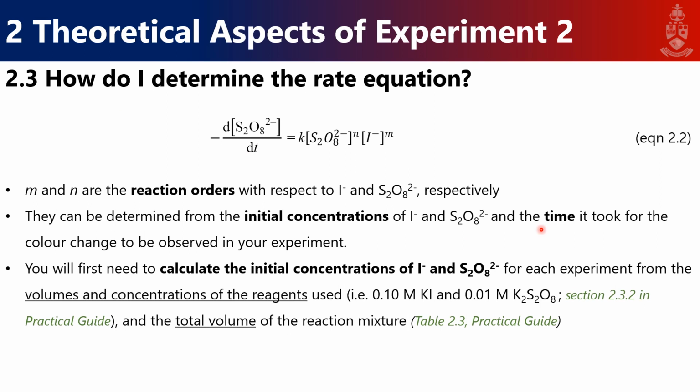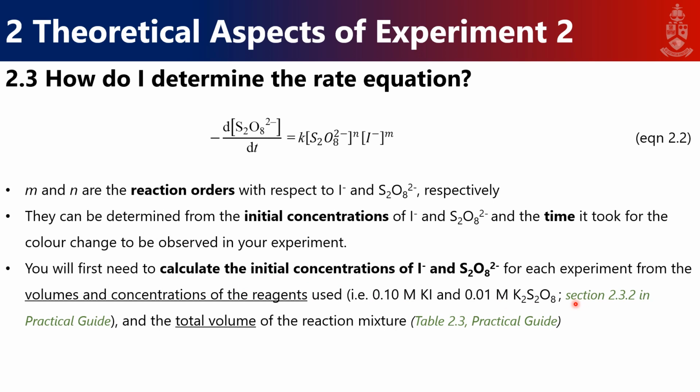But first, before you can do that, you will need to know the initial concentrations of your reactants. You will have to calculate your initial concentrations for each experiment. You will see that you have different reaction mixtures that you're going to make up. You need to calculate your initial concentrations for each experiment before you come to the laboratory. So please, this forms part of your preparation for the experiment. You will use the volumes and the concentrations of your reagents used. You're going to make up reagents with specific concentrations. I've given you the concentrations here. It's also given in section 2.3.2 of the practical guide.